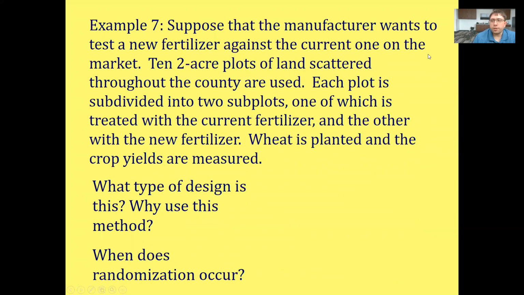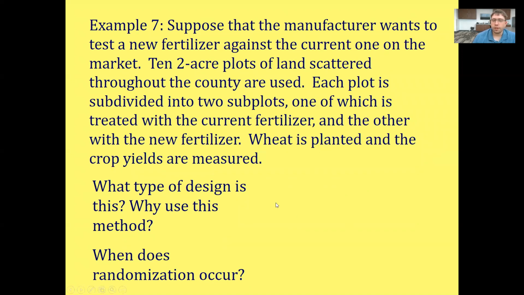All right, I believe this is our last example here, kind of wrapping up the experimental design notes. Suppose that we have a manufacturer who wants to test a new fertilizer against one that is already used on the market. So they have 10 2-acre plots of land scattered throughout this county. Each plot is then subdivided into 2 subplots, one of which is treated with the current fertilizer, and the other half of that plot is going to be treated with the new fertilizer. Wheat is planted and the crop yields are measured.